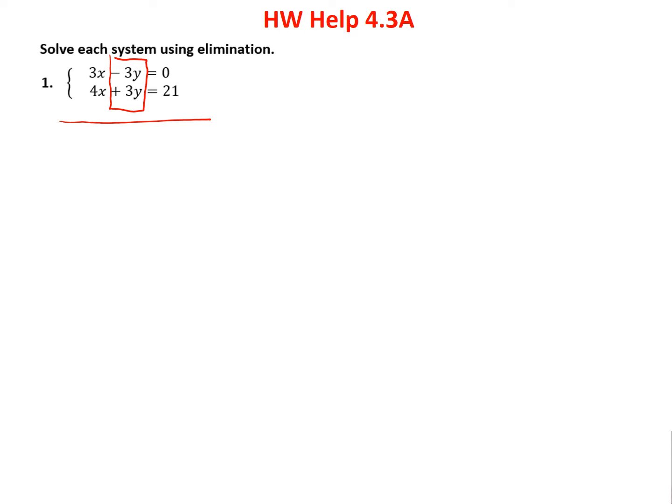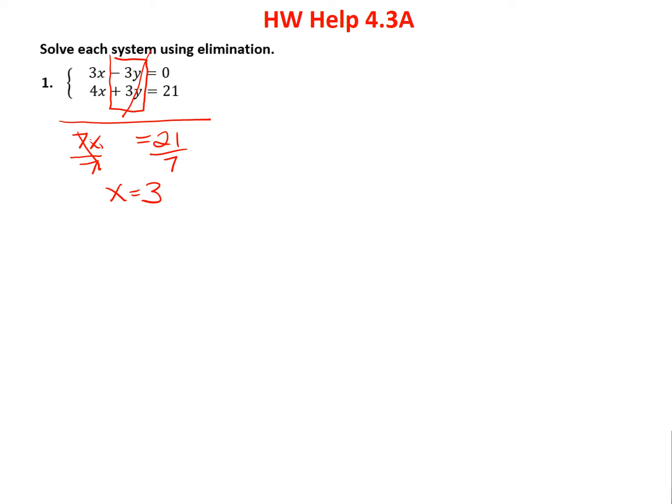So 3x and 4x is 7x. This cancels out. Minus 3y plus 3y is 0. That's the elimination we're looking at. So we get 7x equals 21. Now we'll solve that. Undo 7 times x by dividing by 7. That gives us 1x. Divide the other side by 7, and we find out that x equals 3, and we're halfway there.